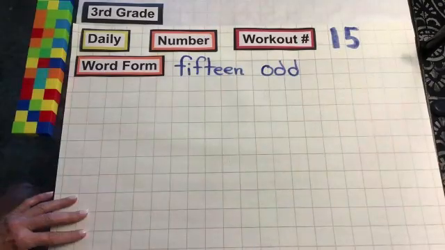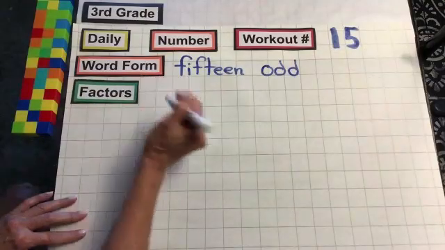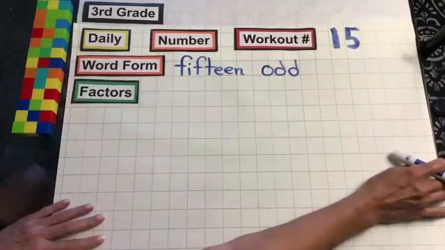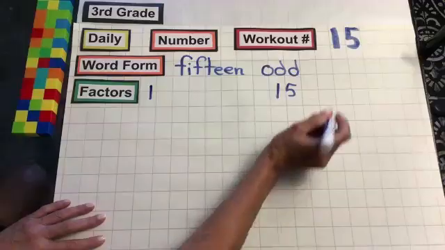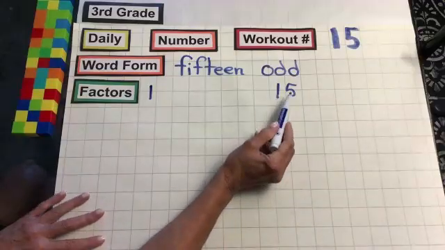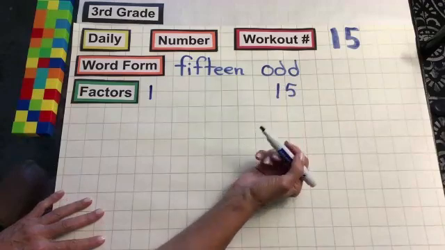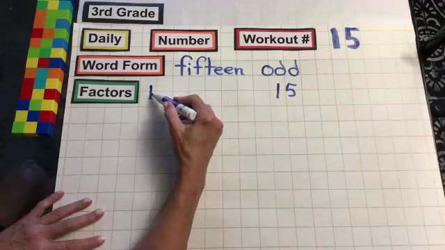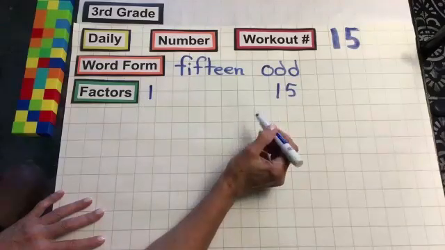And now let's find the factors of 15. So we write it out this way, 1 times 15. And the reason we do that is this is a tool to create factors of 15. And only numbers in between 1 and itself would be its factors.